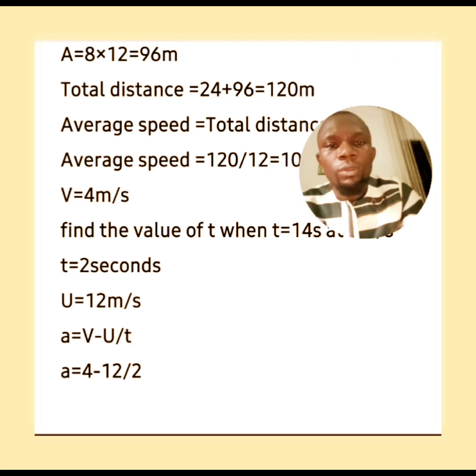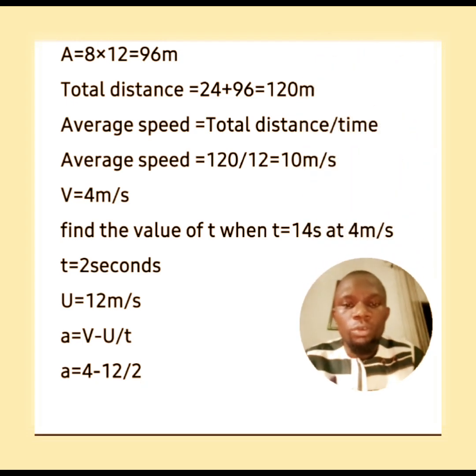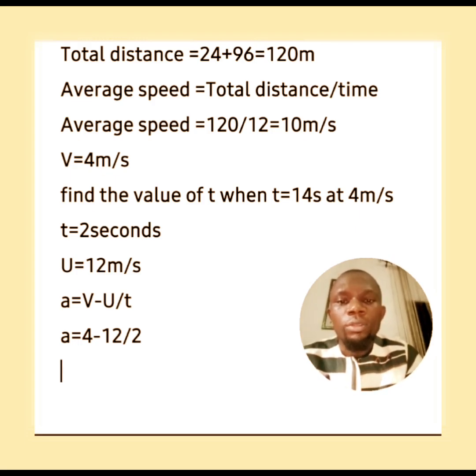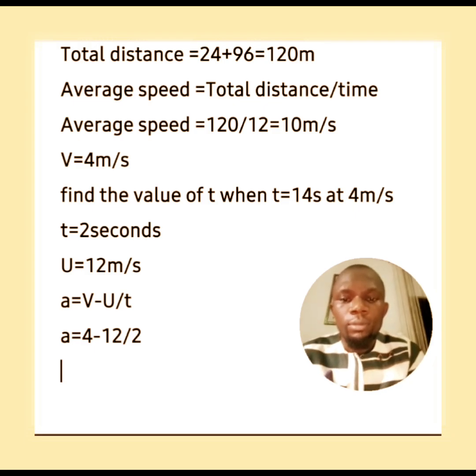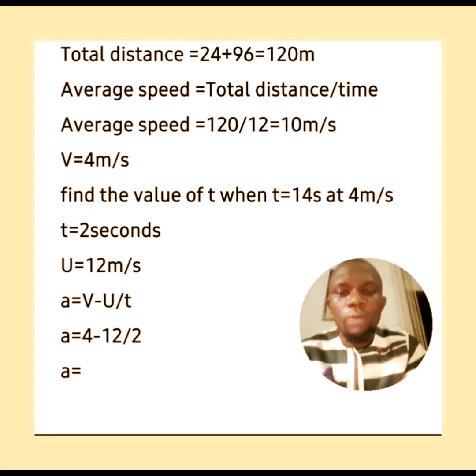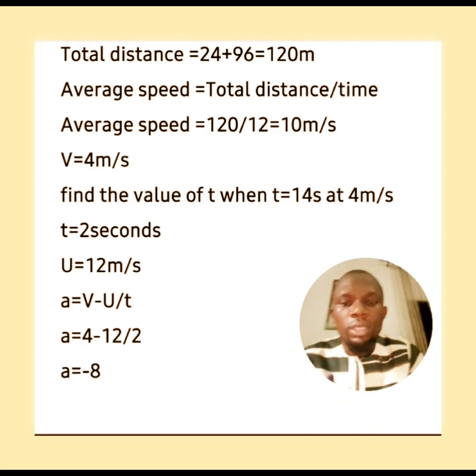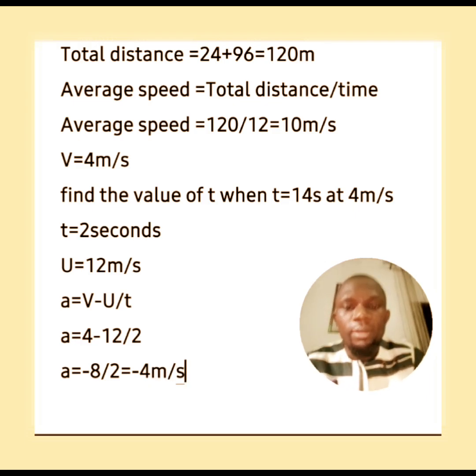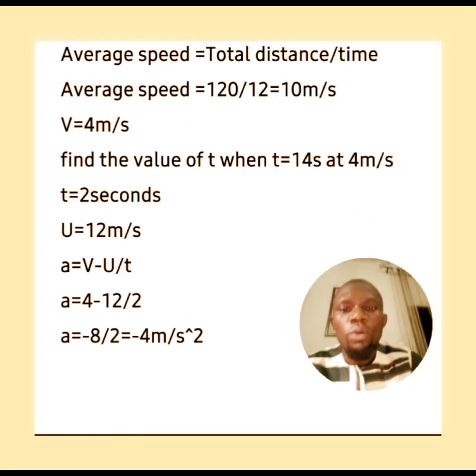rest. Okay, so the next thing I'm going to do is my 4 minus 12. What will I get? I'll have minus 8. So my A equals 4 minus 12, which is minus 8. Minus 8 divided by what? 2. What will I get? It equals minus 4. Minus 4 meter per second square. Meter per second what? Square.